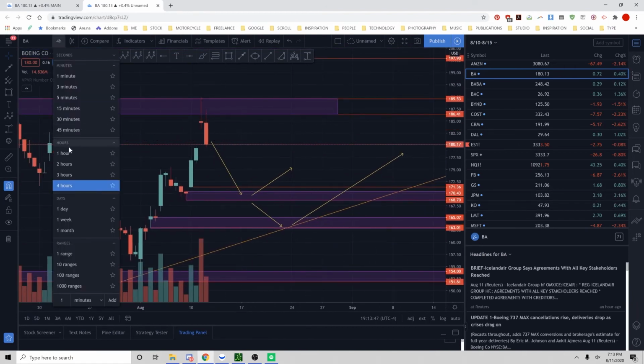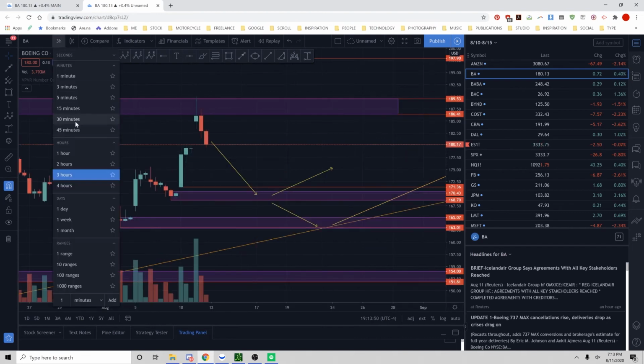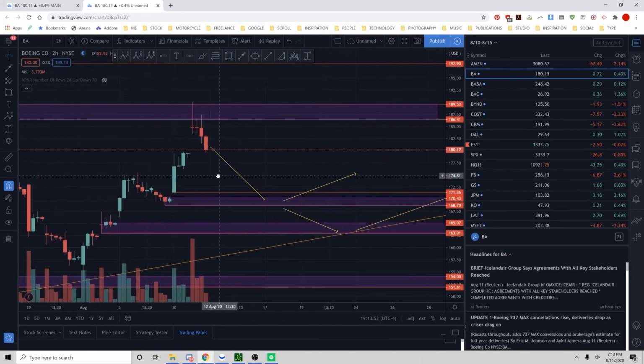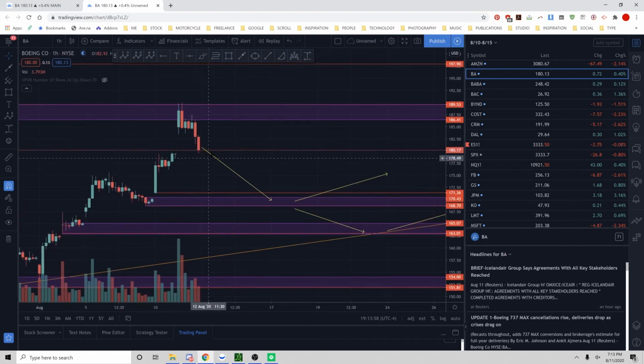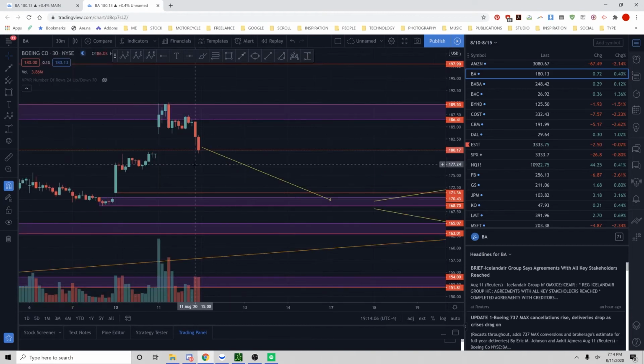Let's go a little bit closer. Anything interesting on these time frames? I work my way down into the time frames from the daily, because I realize that these daily demand and supply zones are so much stronger than anything else, and anything else is just meant for intraday.